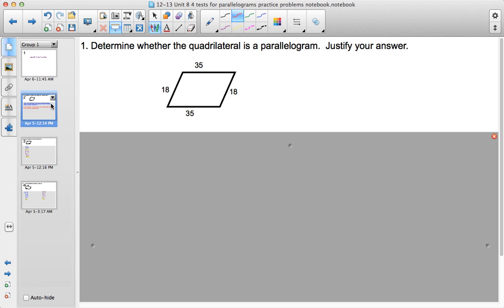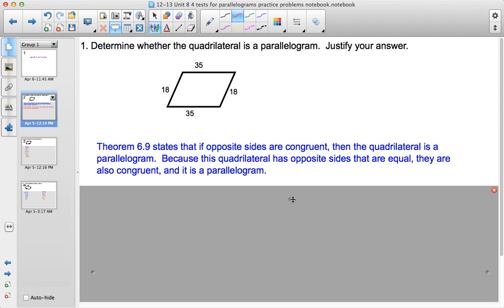You're asked to determine whether the quadrilateral is a parallelogram based on the information given and to justify your answer. So you should not just be saying yes or no, but explaining why it is or is not a parallelogram. In this situation, Theorem 6.9 states that if opposite sides are congruent, then the quadrilateral is a parallelogram. And in this picture, we can see that the quadrilateral has opposite sides that are equal, which also means that they're congruent, so it is a parallelogram.